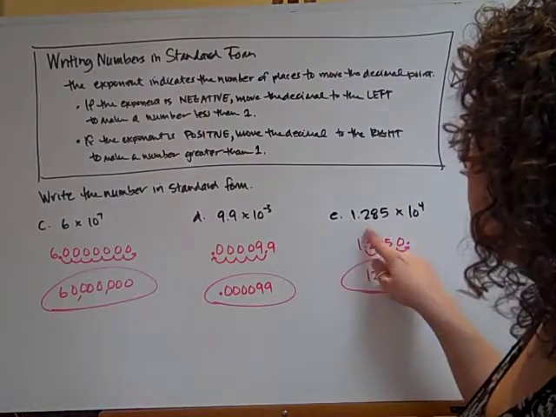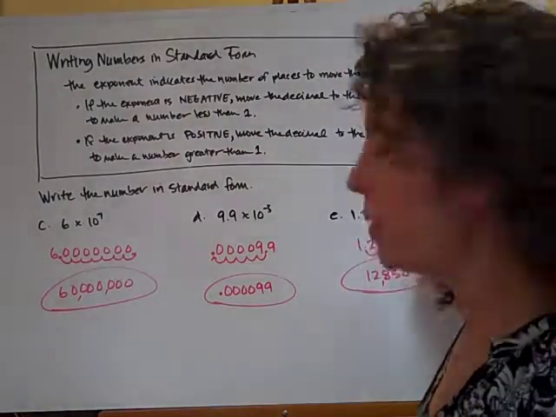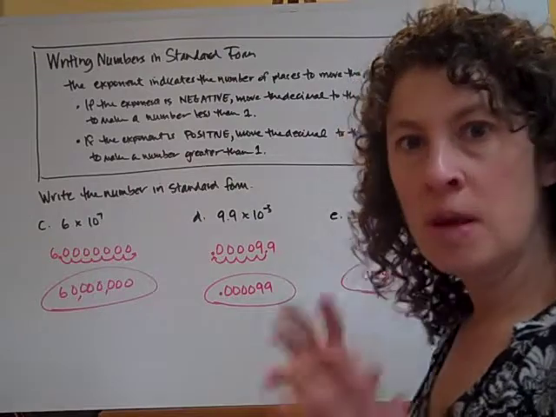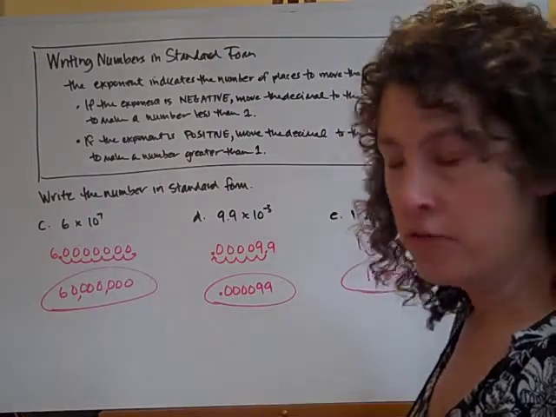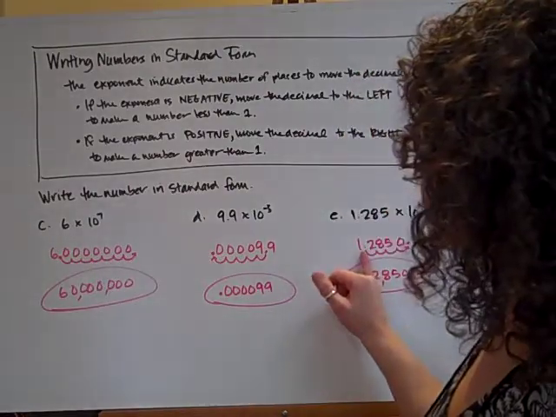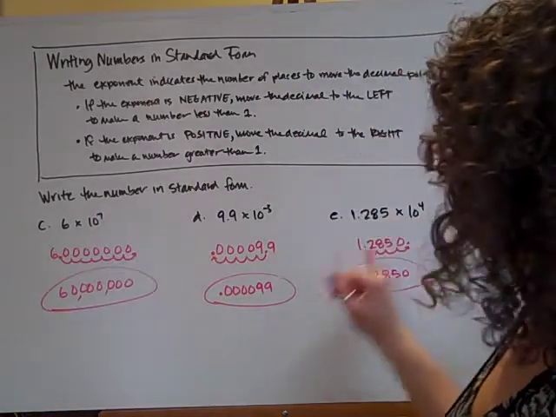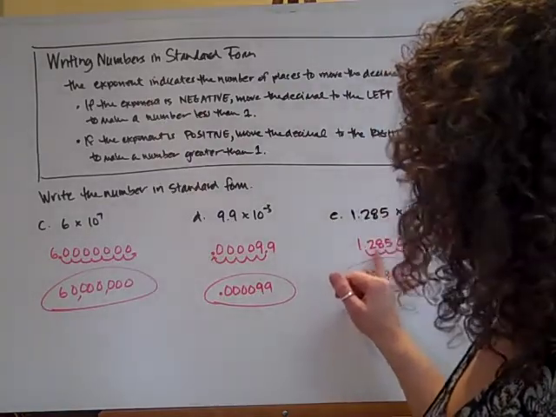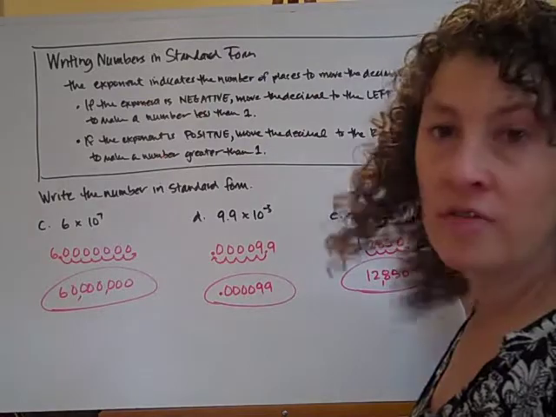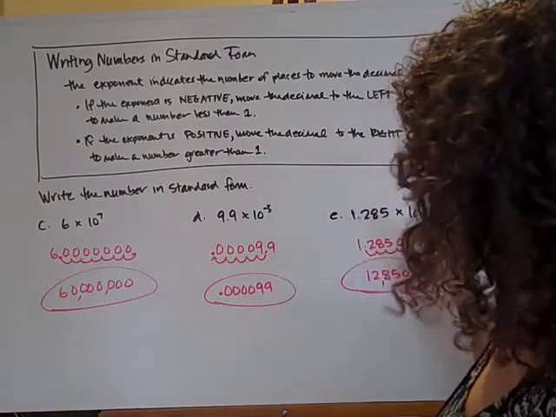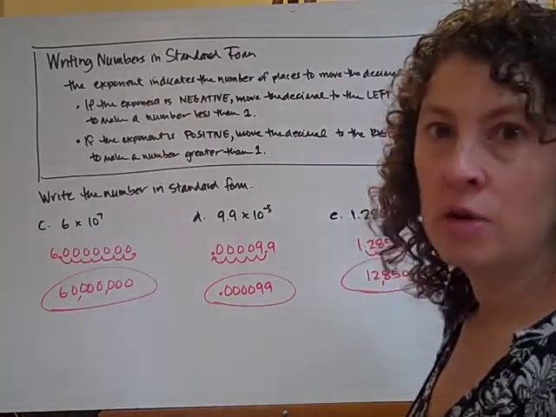And my last one here, 1.285 times 10 to the fourth power. Again, this fourth power tells me this number should be larger than 1 in standard form. So I'm going to start with my decimal that's in between the 1 and the 2. I'm going to move it 4 places to the right. So 1, 2, 3, 4. Notice I only have to put 1 zero in here to hold a place. So I end up with 12,850.